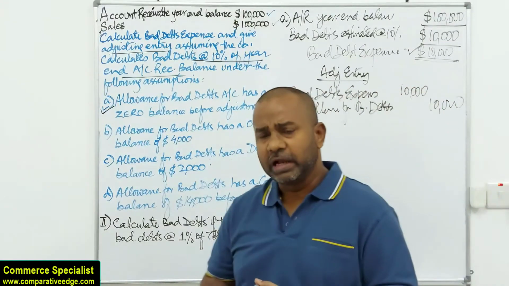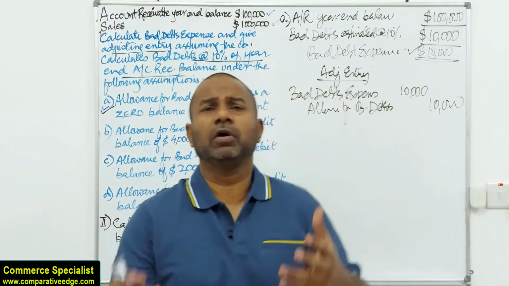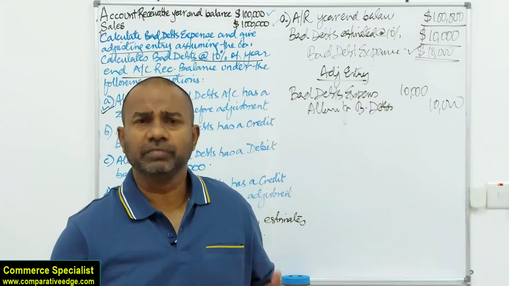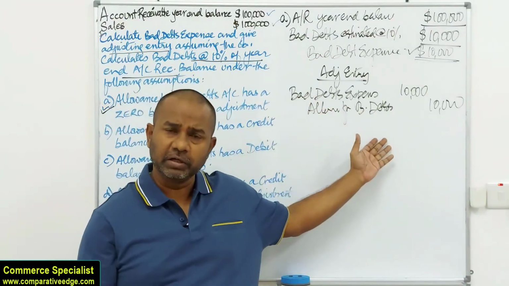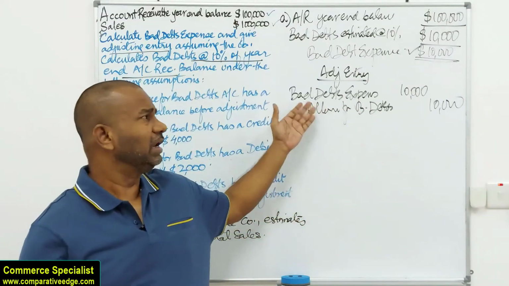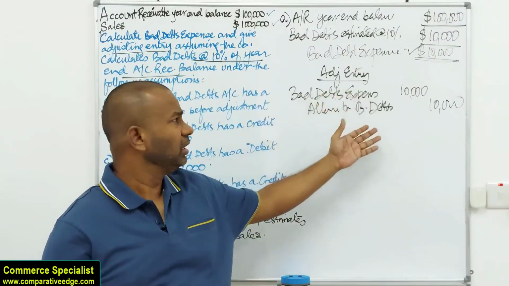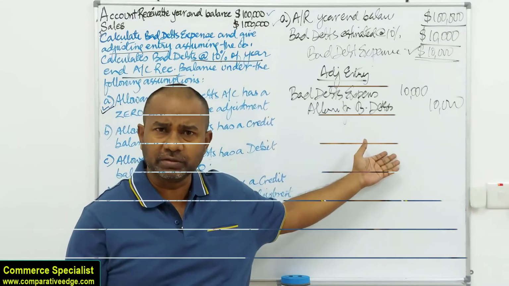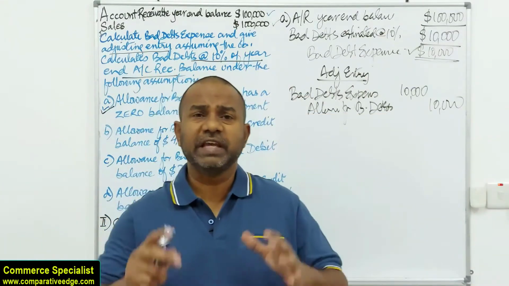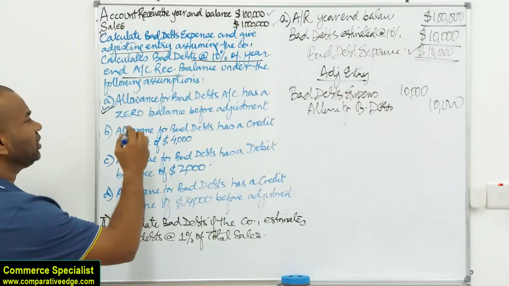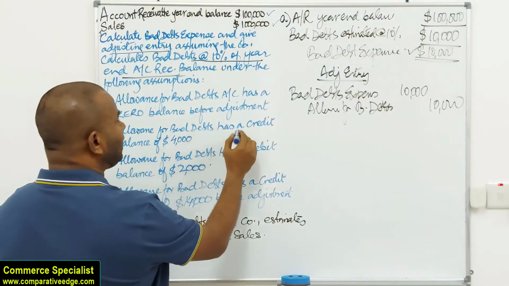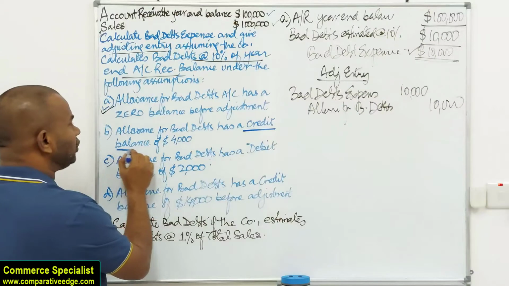In different books, by different authors, they use different terms. The most common is bad debt expense debit, allowance for bad debts credit. You can also call it uncollectible accounts expense debit and provision for bad debts credit. Now let's look at the same question, but the second assumption. In the second assumption, it says the allowance for bad debt account has a credit balance of 4,000.